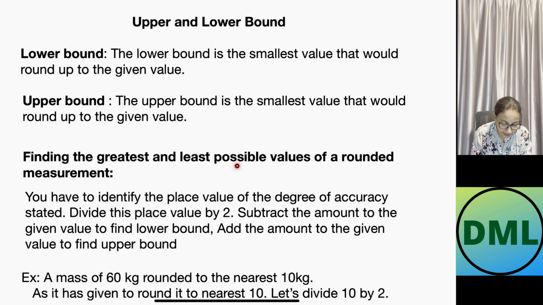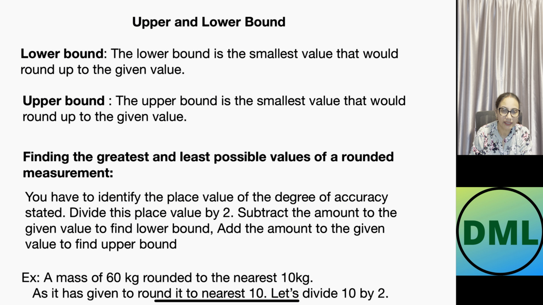Finding the greatest and least possible values of rounded measurements. We need to find out the greatest and the least possible values. What are the methods we have to use to identify the lower bound and the upper bound? You have to identify the place value of the degree of accuracy stated. They will tell you the degree of accuracy, that the answer should be correct up to 1 decimal place, or 3 significant figures, or the nearest kg, or the nearest gram, or the nearest 10 kg. They are going to give you the degree of accuracy.